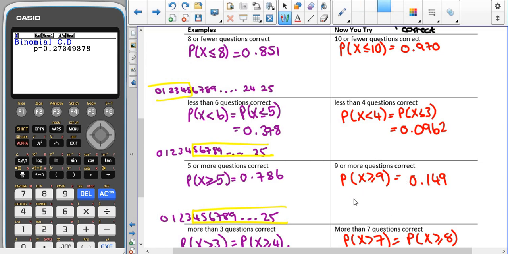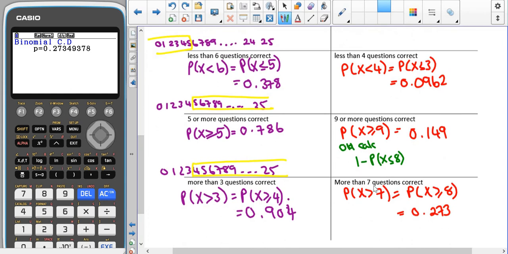Remember, this is just for the old calculator users: that would be doing 1 minus the probability of x being less than or equal to 8. So you'd put your x in as 8 and then do 1 minus the answer, and hopefully you'll get the same number. And then more than 7 questions correct. Again, we can't put that straight into the calculator, but that's the same as being greater than or equal to 8, which gives us 0.273. And again, if you've got one of the old calculators instead, then we're looking at doing 1 minus the probability of x being less than or equal to 7 this time.